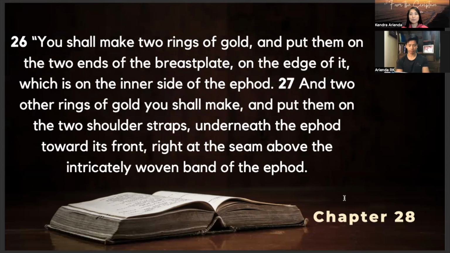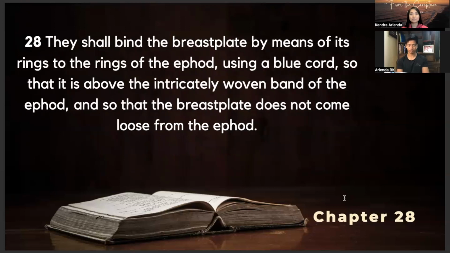You shall make 2 rings of gold and put them on the 2 ends of the breastplate, on the edge of it, which is on the inner side of the ephod. And 2 other rings of gold you shall make, and put them on the 2 shoulder straps underneath the ephod, toward its front, right at the seam above the intricately woven band of the ephod.